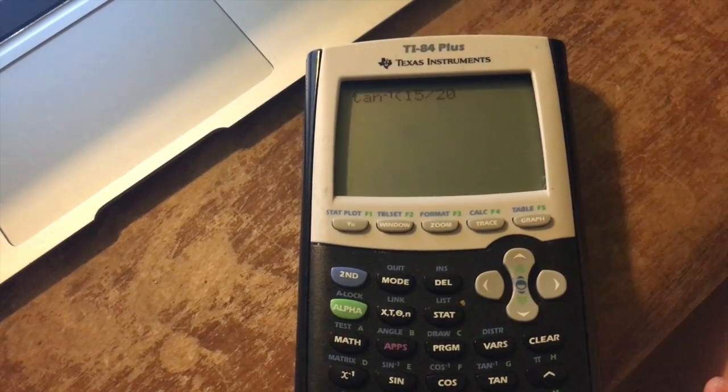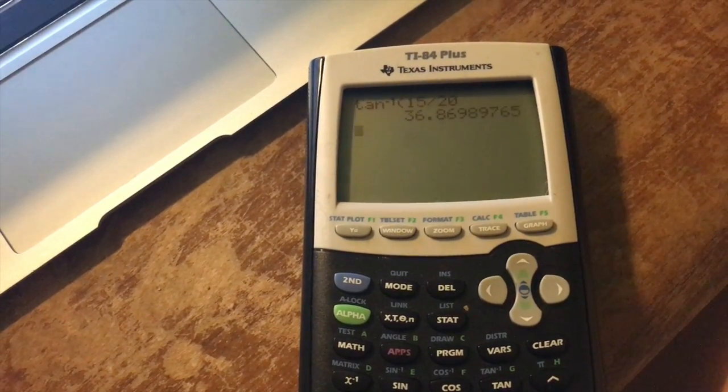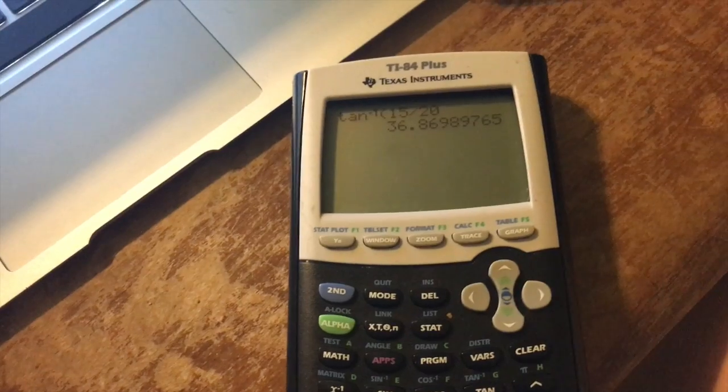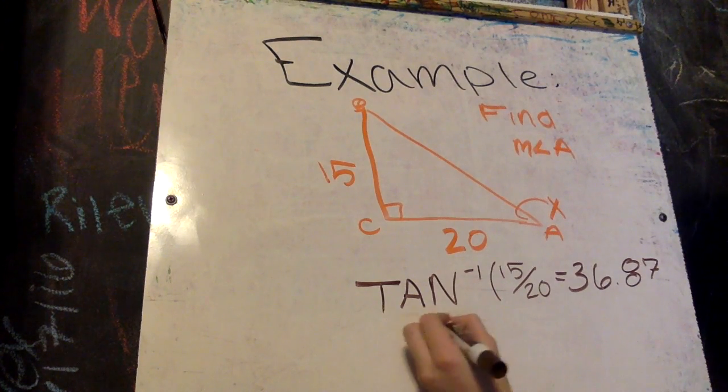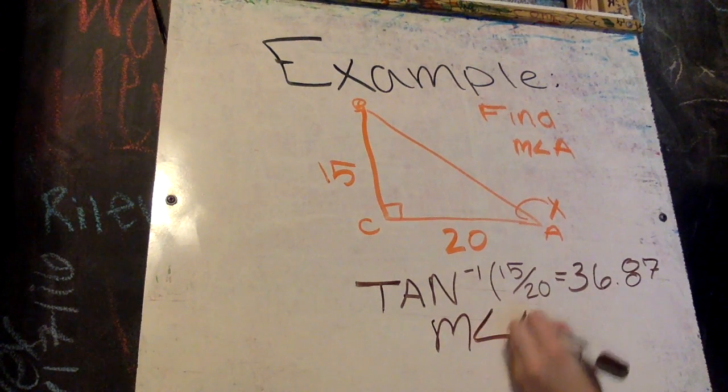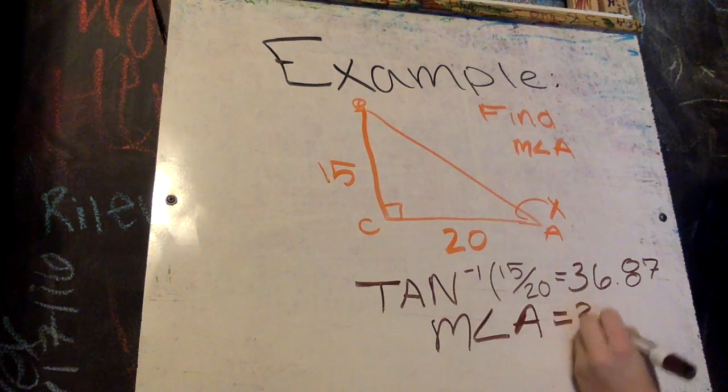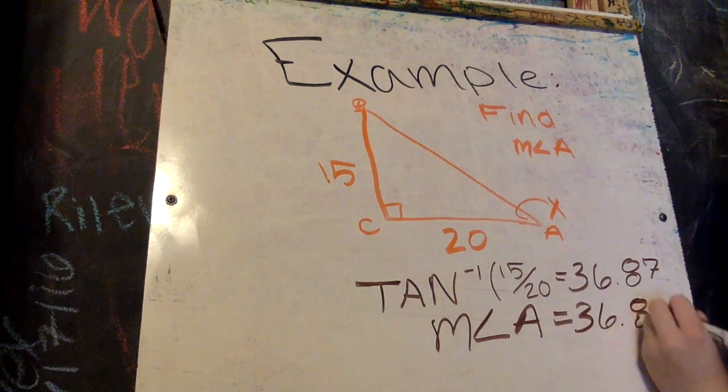And we find that that is 36.87. So now that we know that the inverse of tan of 15 over 20 is 36.87, we know that the measure of angle A is 36.87.